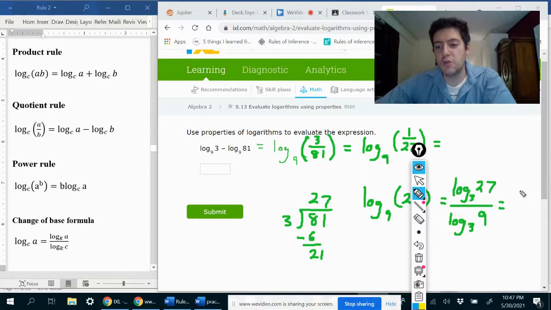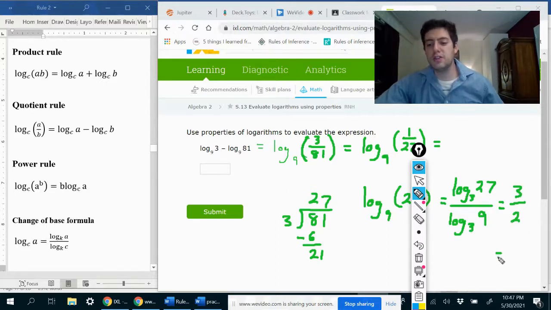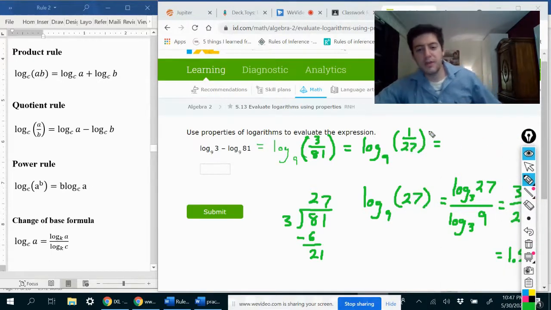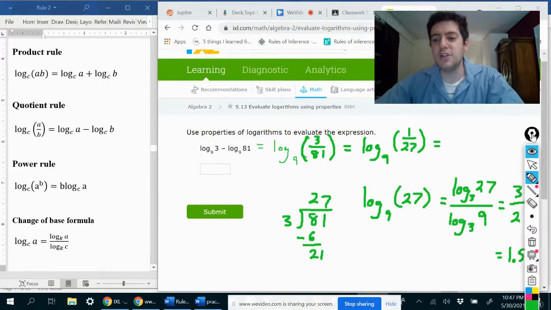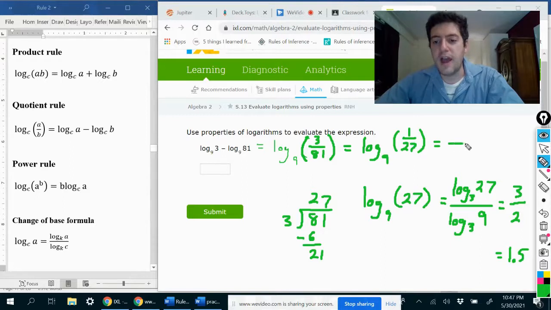The log of 27 base 3 is 3 because 3 to the third power is 27. The log of 9 base 3 is 2 because 3 to the second power is equal to 9. So we get 3 over 2 here, which is equal to 1.5. That is not the answer to this question, though, because this question said 1 over 27, not 27, but at least now we have a better idea of what we need to do. So we can write this as the log base 3 of 1 over 27 over the log base 3 of 9.